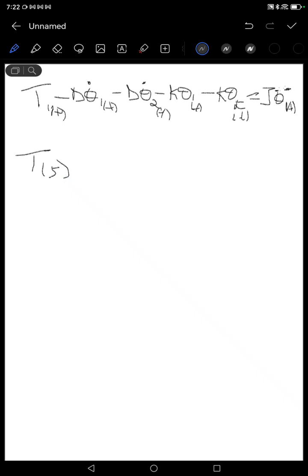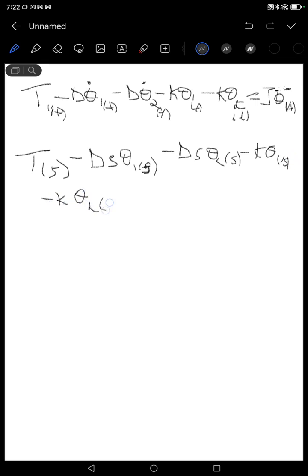Laplace of damper theta dot is going to be negative d s theta 1 of s, to show that we are doing Laplace. Okay, here it's going to be the same, so it's minus d s theta 2 of s. And then here theta 1 is just going to be negative k theta 1 of s, and then negative k theta 2 of s, equals to the derivative of theta double dot, which is J s squared theta 1 of s, like this.